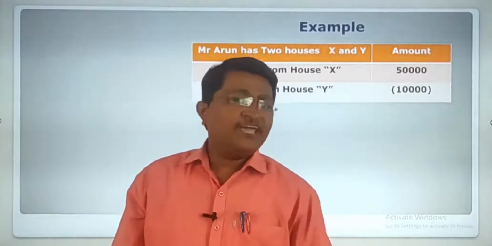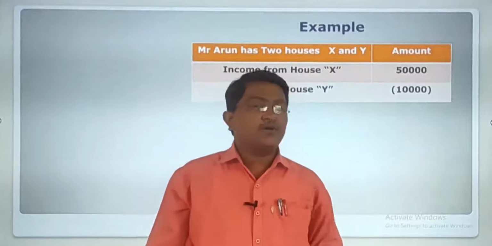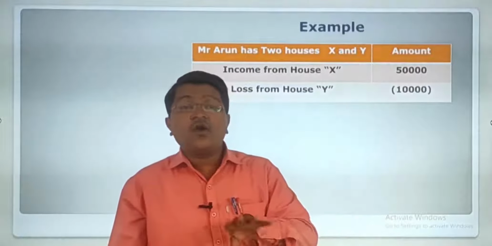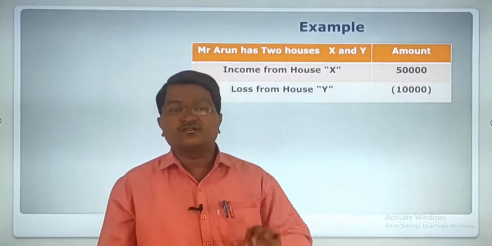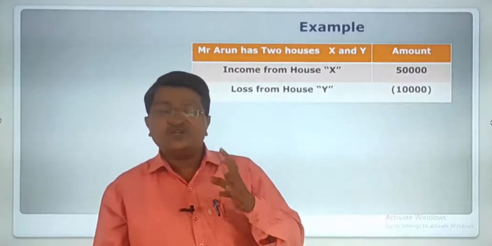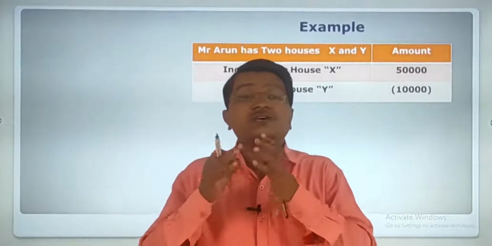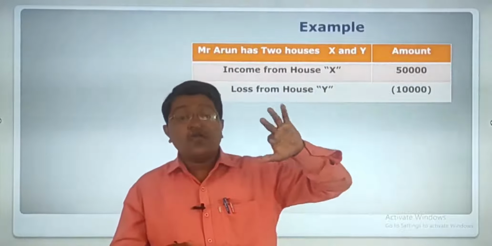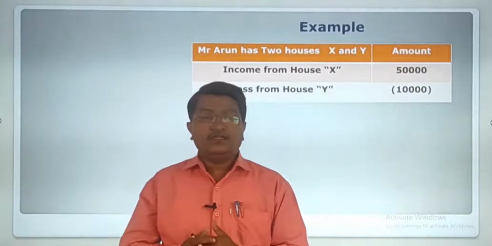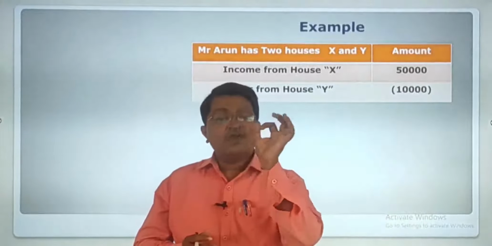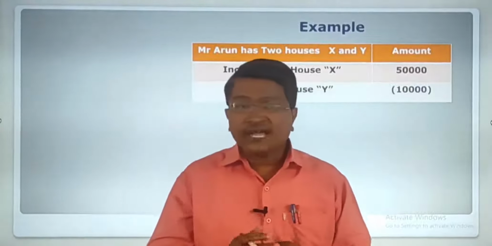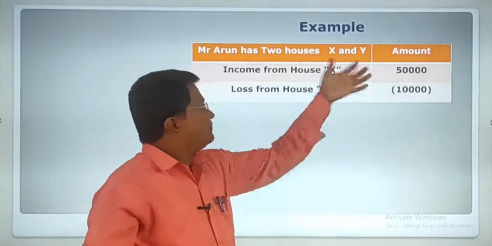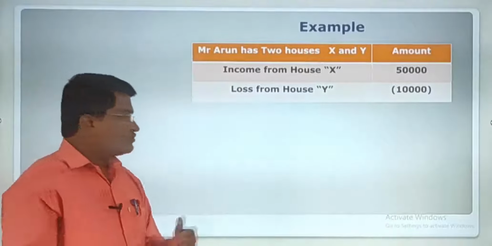So can somebody imagine what's the total income of Arun? Is it 50,000? Is it 60,000? Or is it 40,000? Which one is the exact answer for Mr. Arun's income from house property? 50, 60 or 40? Yes, very good. 40,000. How does it come? Yes, 10,000 loss adjusted with the 50,000 income. So let's see that one.